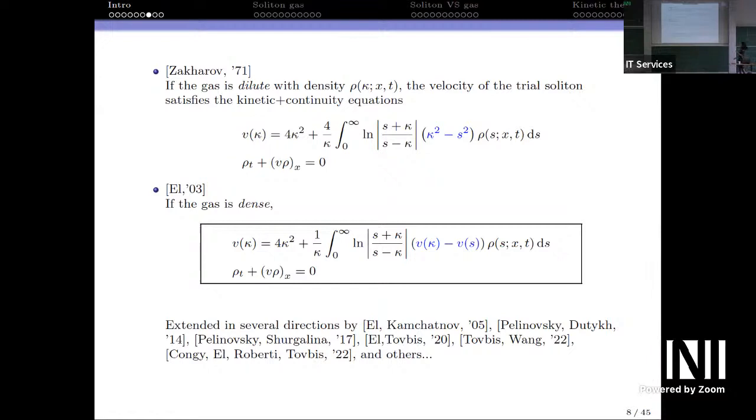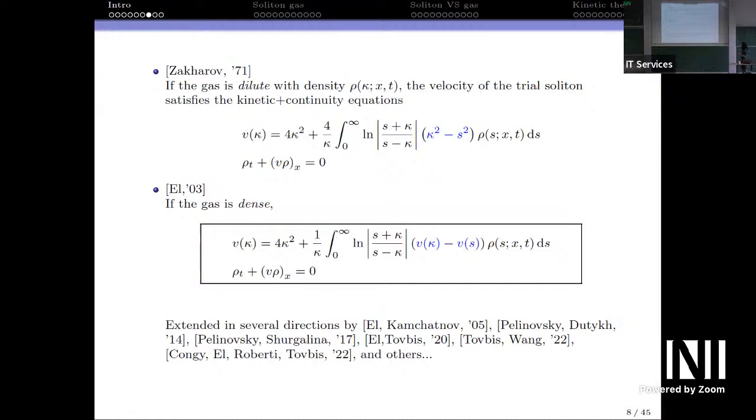It's not just this formula. There are more results that belong to this world of studying kinetic equations for describing a soliton going through a gas, or describing just a soliton gas.